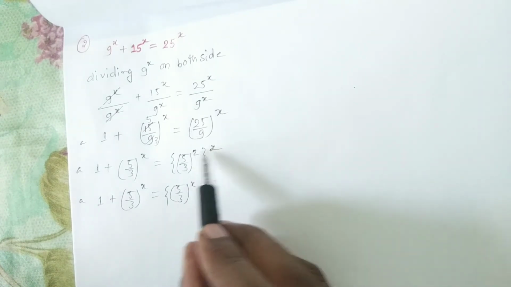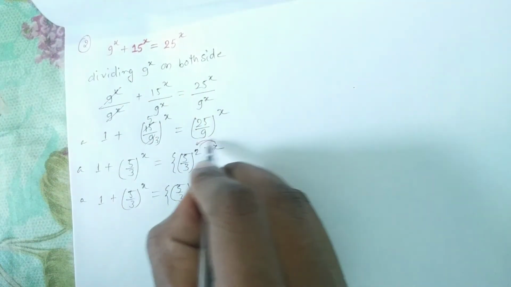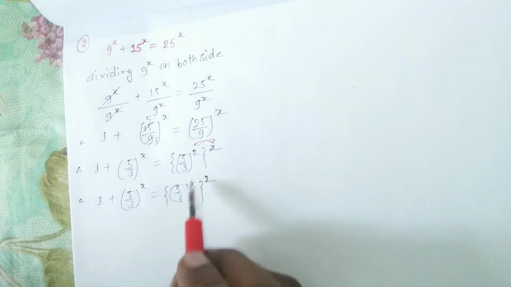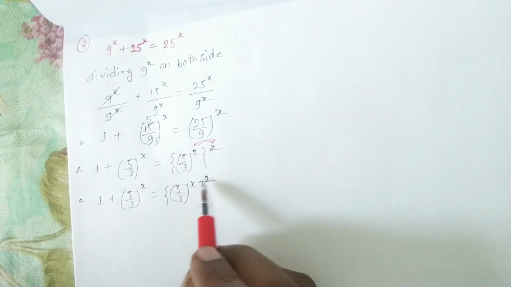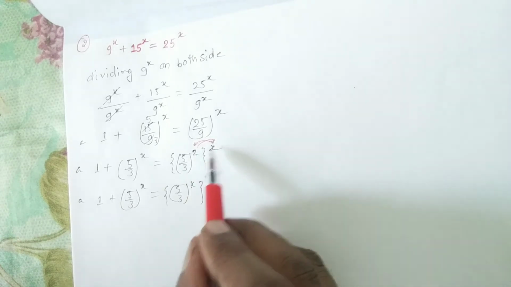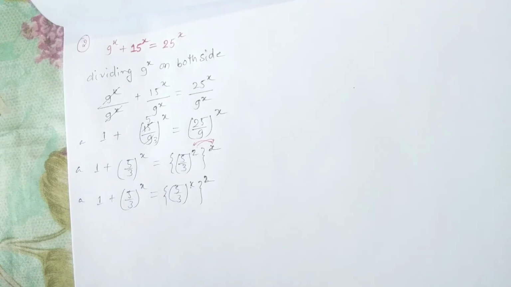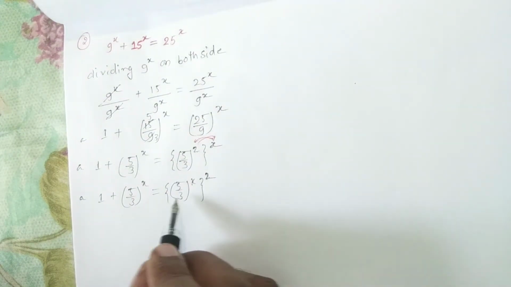So finally we have here 2x. So I have just exchanged their power. I have brought this x to here, and this 2 to here. Again, if you multiply this x into 2, x times 2 will be 2x, and here also 2 times x will be 2x. So there will be no problem if you write it like this.